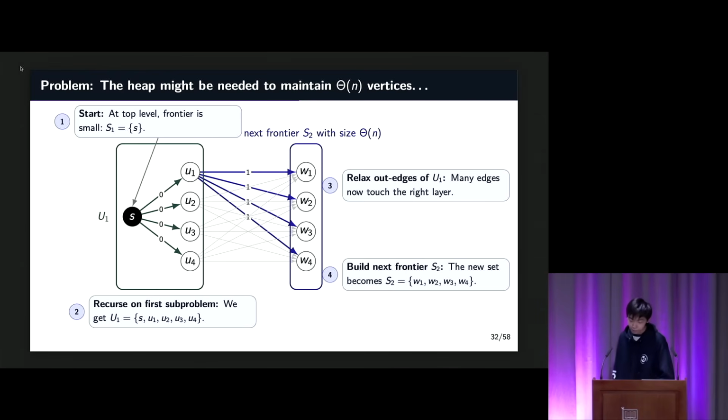Well, let's start by initializing the frontier of S1, which is the frontier for the first subproblem, to only contain the vertex S, the source vertex here. Let's recurse on the first subproblem then. And let's say the first subproblem allows us to solve for all vertices with true distance equal to 0. We obtain the completion set U1, which consists of these 5 vertices on the left. Then we relax the out edges of U1, which makes us relax the distances for W1, W2, W3, and W4. And now we add all of these vertices into the next frontier, S2.